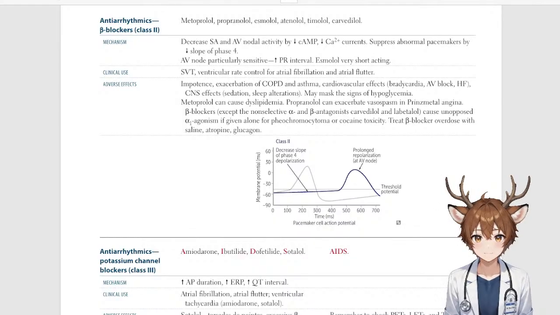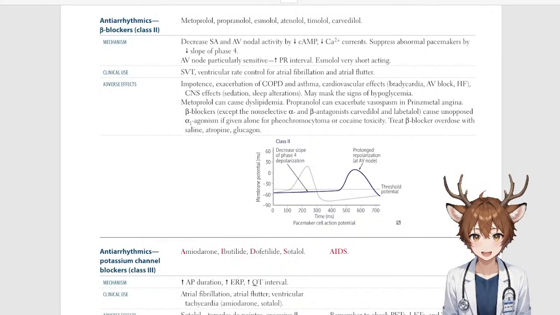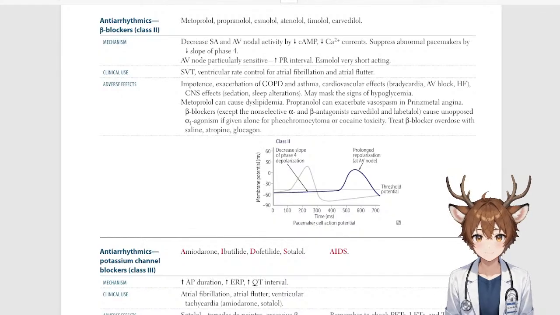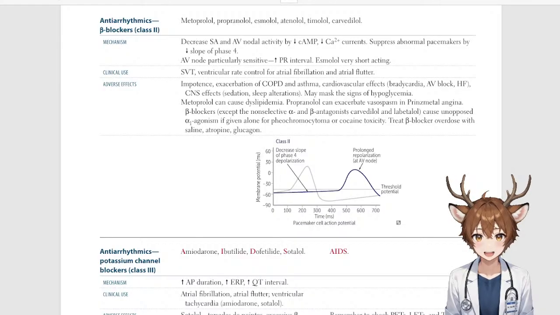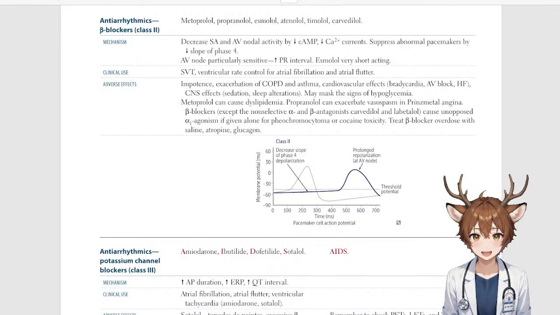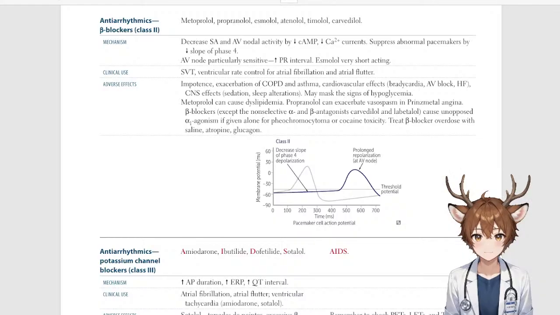Treat beta blocker overdose with glucagon, atropine, and saline. So glucagon, atropine, saline. You can treat beta blockers with those. Glucagon is pretty obvious. It's a pretty well-known one, I would say. At least that's more well-known to me. But atropine and saline can also be useful. There's a little graph right there as well for showing class 2 effects.